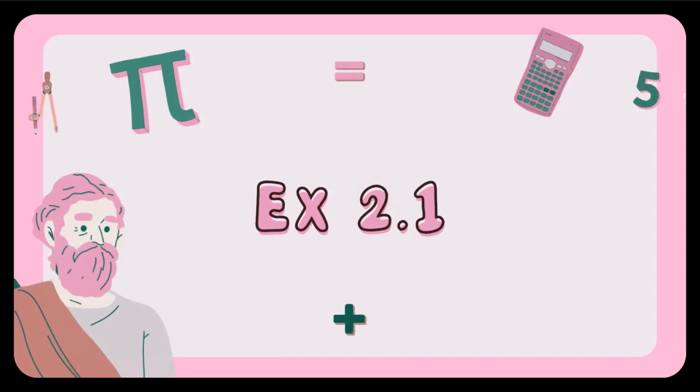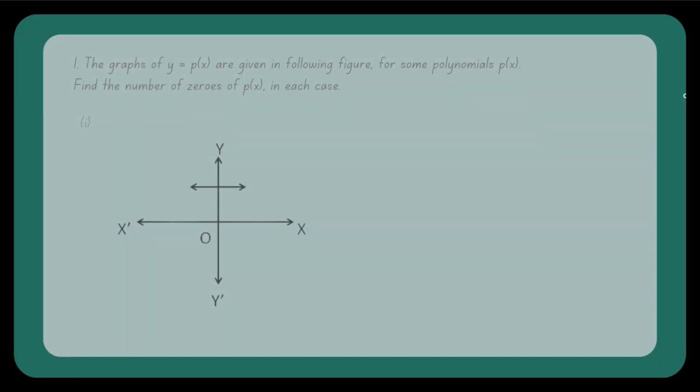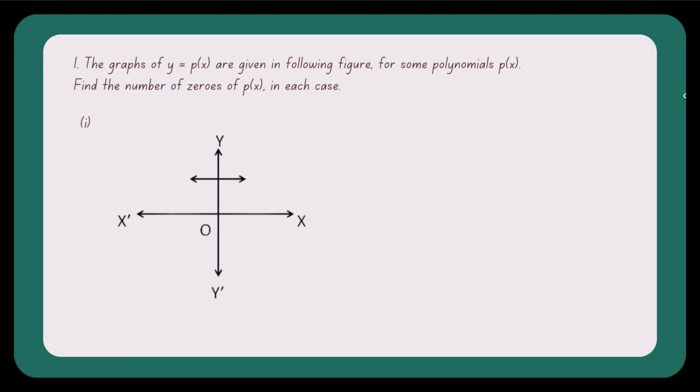Let's look into exercise 2.1. So the first question we have is, the graph of y is equal to p of x are given in the following figure. For some polynomials p of x, find the number of zeros of p of x in each case. So in this graph, is it touching the x-axis? All you have to look is, is it touching the x-axis?